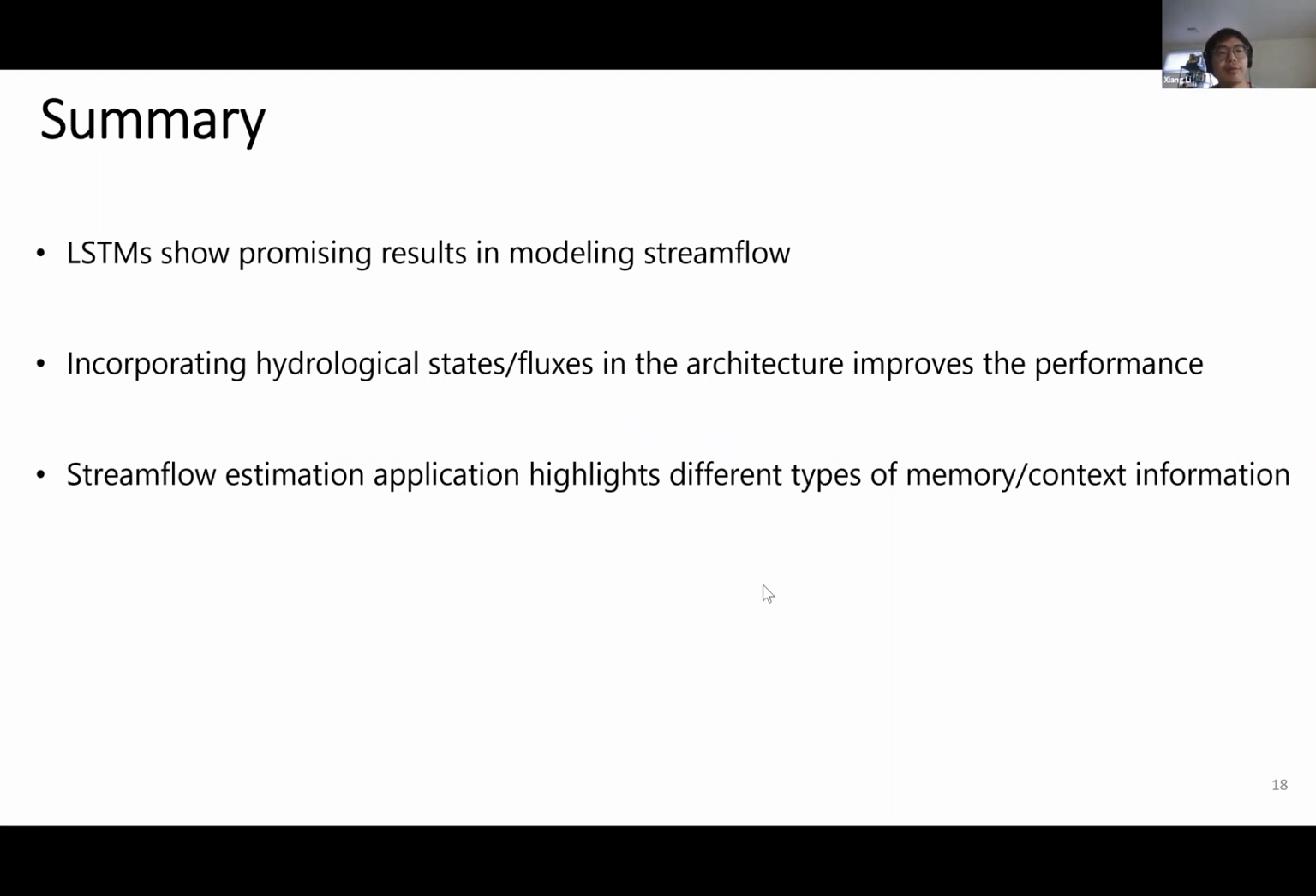And as a summary of what I just introduced, LSTMs, one variant of recurrent neural network, have shown promising results for modeling streamflow. And as a step-by-step experiment, when we introduce soil water and snow cover to the architecture, it improves the performance. This is because we know hydrological knowledge has been borrowed for streamflow prediction, since streamflow estimation has to incorporate some storage state variables.